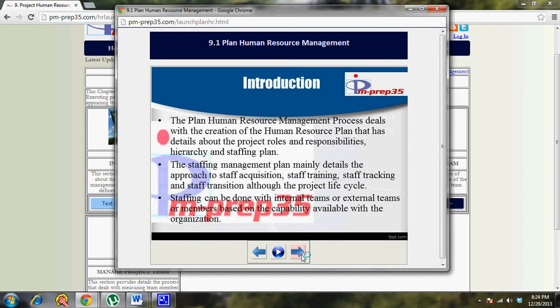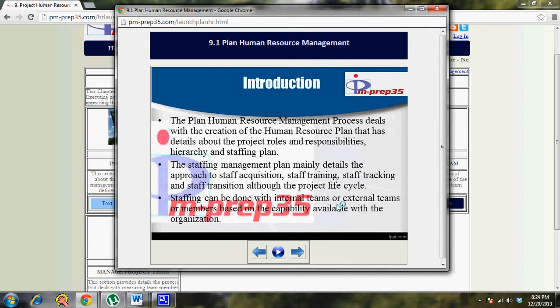But when you look at the staffing management plan, you will look at how they fit into the project, when they will be staffed into the project, in what phase, what number of resources, what skills will be staffed into the project, how they will be trained, how they will be recognized or rewarded, and then how they will be released. That is part of your staffing management plan, but your human resource plan takes a broader view of the human resources from the organization's perspective.